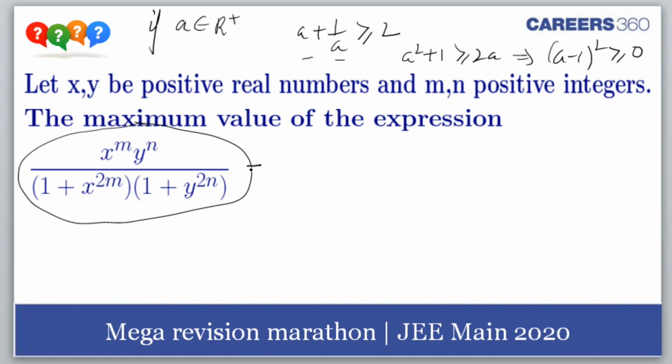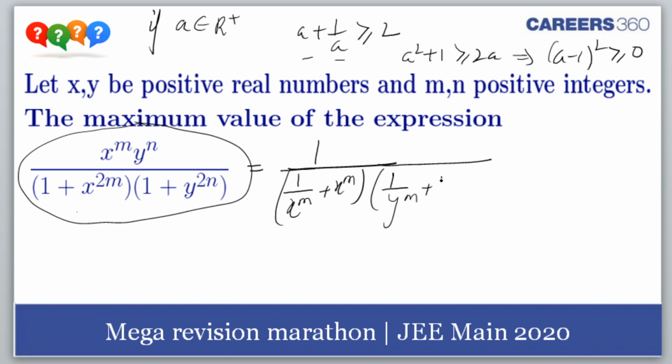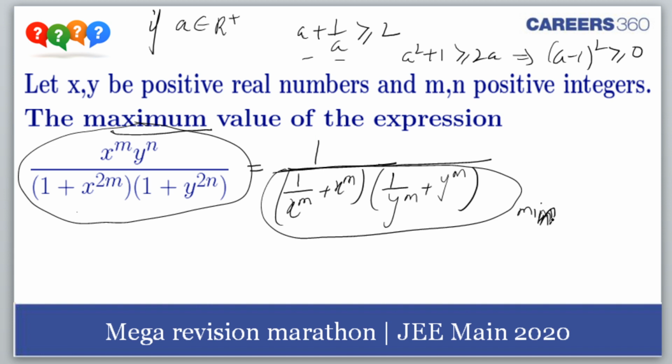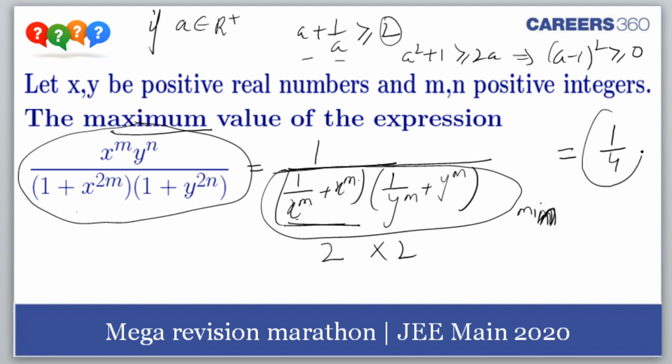So if I divide the whole expression by x^m and y^n, this would become 1 upon (1 by x raised to power m plus x raised to power m). Am I right? And this would be 1 by y raised to power m plus y raised to power m. Am I right? Now, you want to find the maximum value of the expression. Maximum value will be obtained when the denominator is minimum. Am I right or wrong? When the denominator is minimum, you will get the fraction as maximum. So the minimum value of this expression is 2. X is positive, m is an integer, so x raised to power m is also positive. So the minimum value is 2. So what is the maximum value which I get? 1 by 4. Am I right?